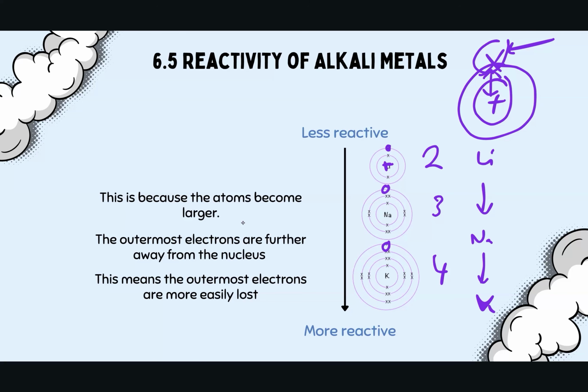So let's see what it says here. This is because the atoms become larger. The outermost electrons are further away from the nucleus. This means the outermost electrons are most easily lost. So memorize this. Try past paper questions on it. Understand the examiner's mindset. If you get the examiner's mindset, this is a nice, simple, straightforward topic.